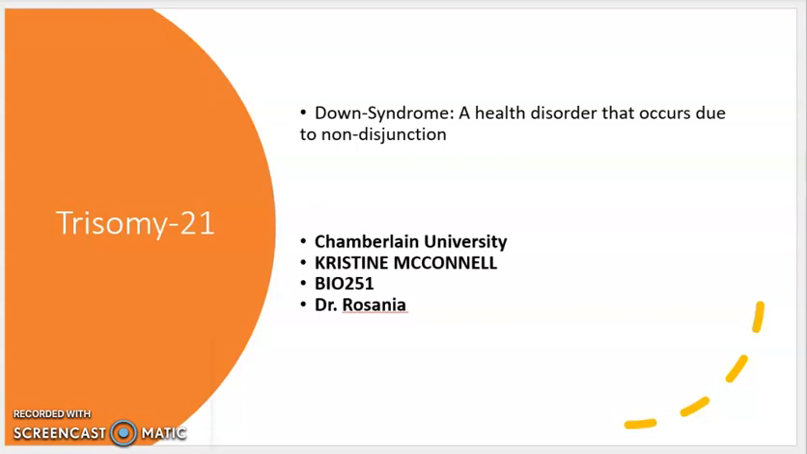I'm in Bio 251. For my project, I'm doing a health disorder that occurs due to non-disjunction, and I chose trisomy 21, also known as Down syndrome.